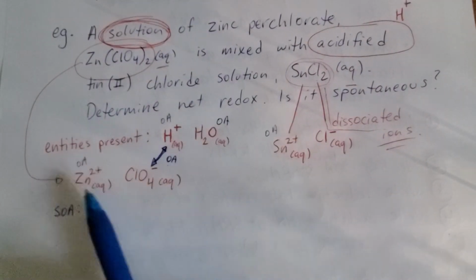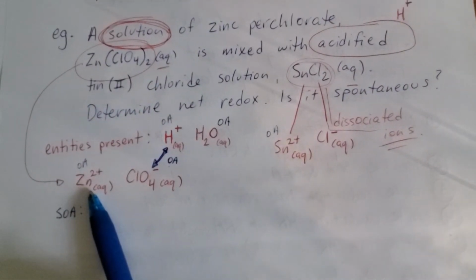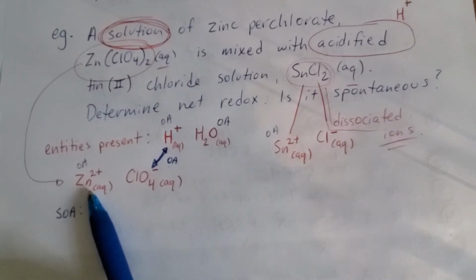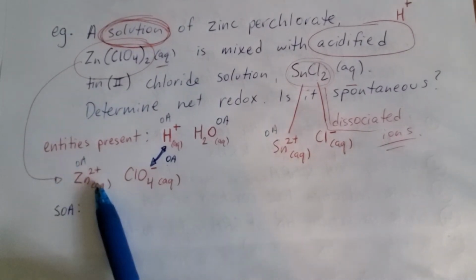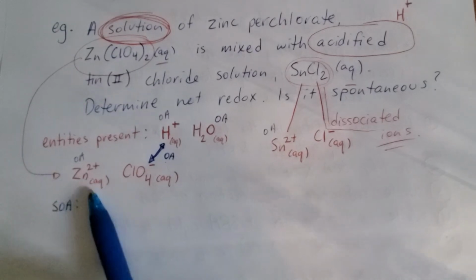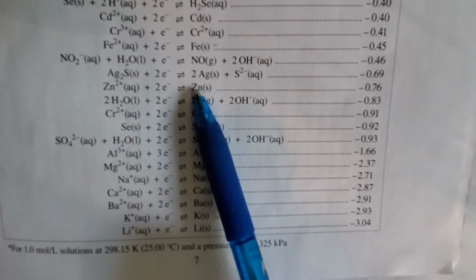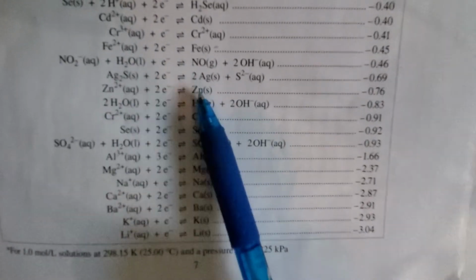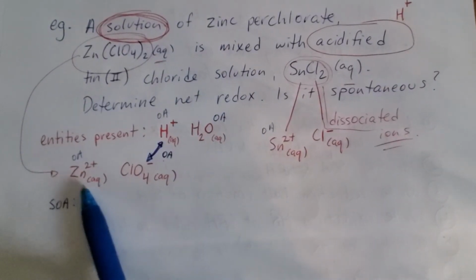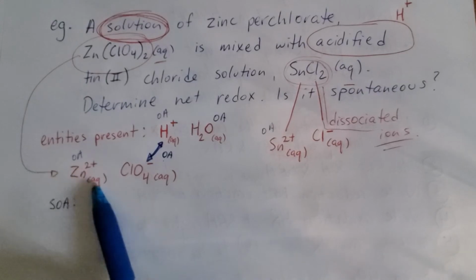Okay, so here's zinc. Solid zinc. Do we have solid zinc? No, we do not. This is not a solid piece of zinc. These are dissociated zinc ions floating around in water. This is a solid piece of zinc. We don't have that. Okay, this is not an RA at all because it's not solid zinc.